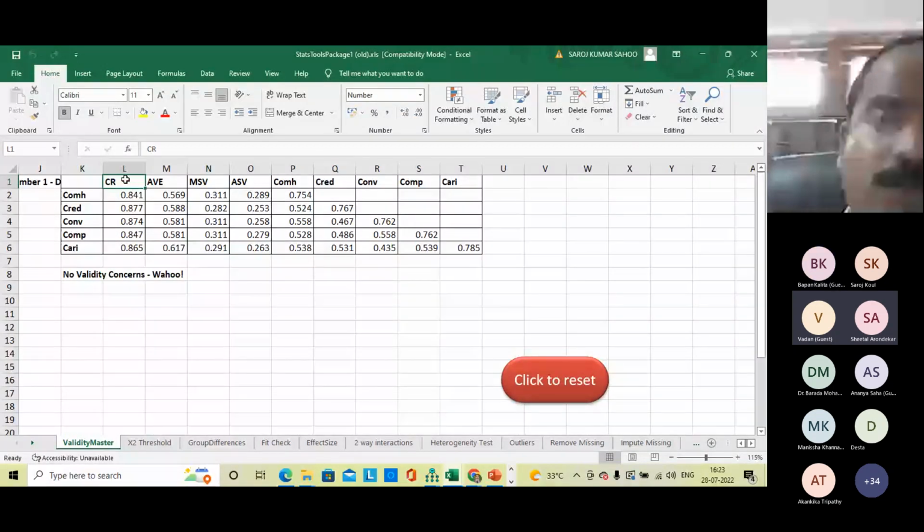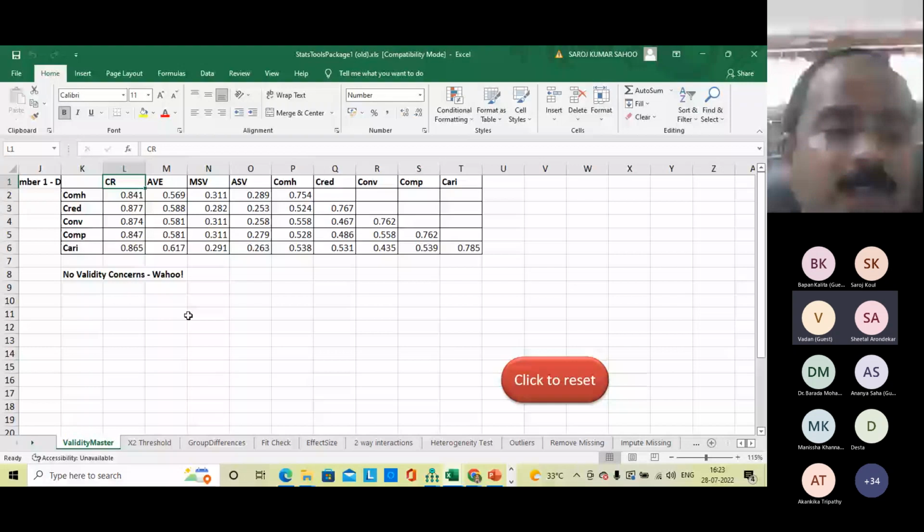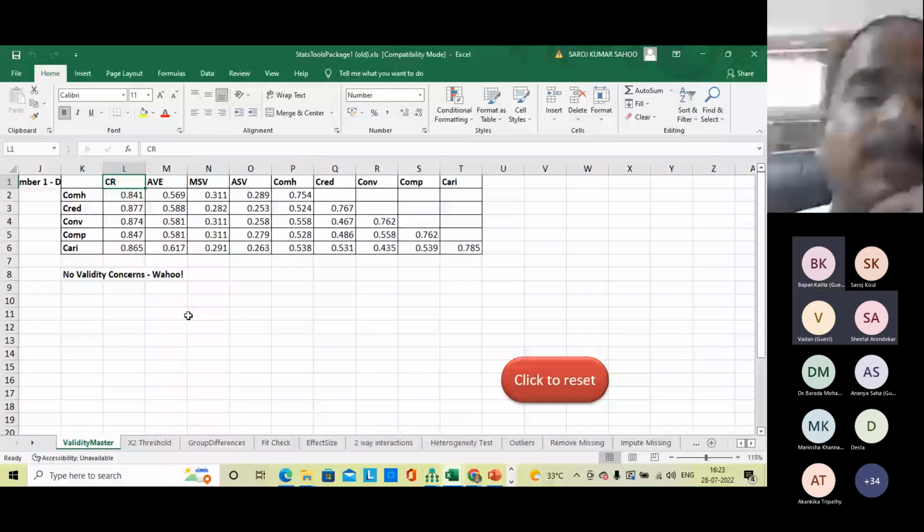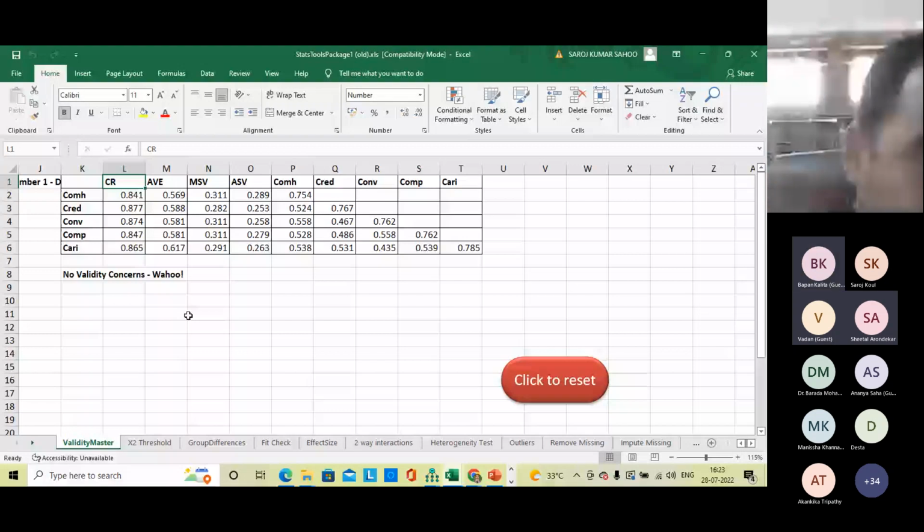I have already shown you the formula for the CR, and you have already calculated for one construct. Whatever calculation you made yesterday was for one construct only. Now, this macro Excel sheet has been prepared in such a manner that James Gaskin has made it very handy.